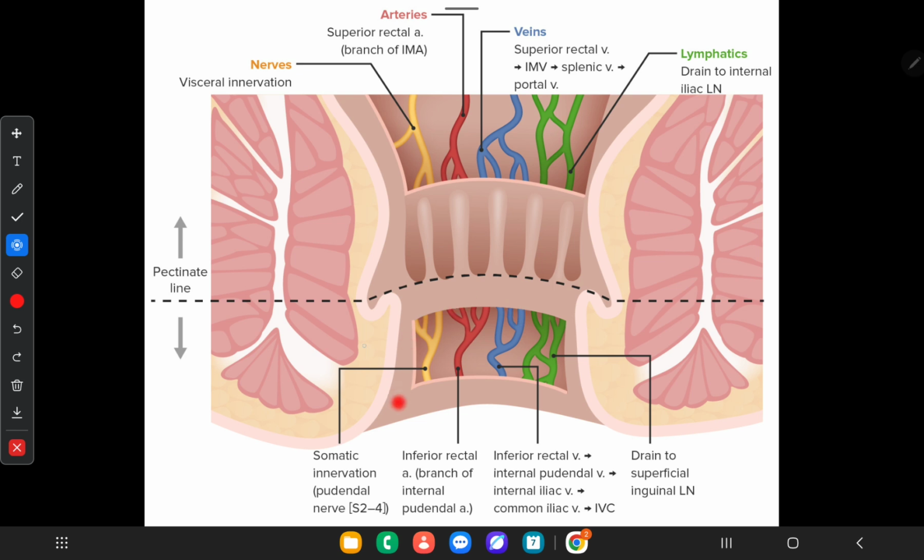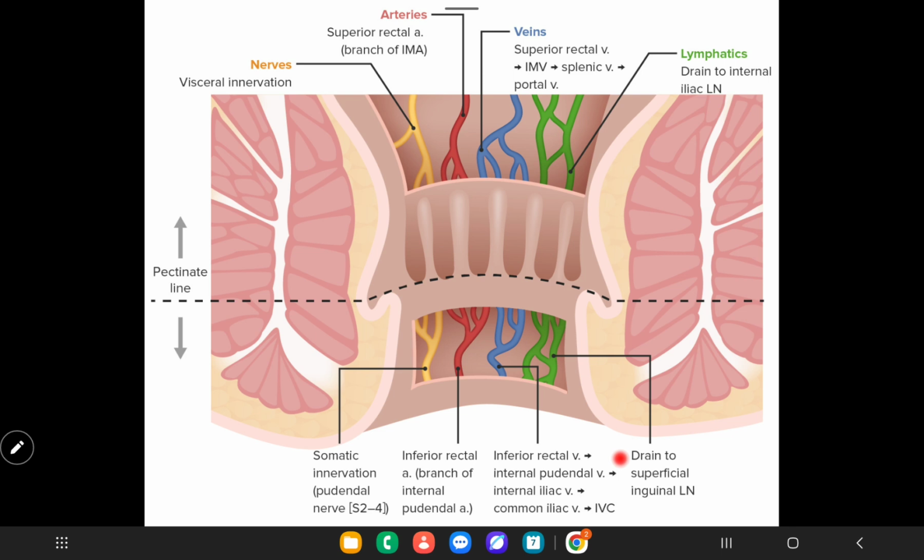When we talk about the part below the pectinate line, that means the part developed from the ectoderm, it is supplied by the pudendal nerve, somatic innervation, S2 to S4, and the arterial supply is from the inferior rectal artery. The venous supply is from the inferior rectal vein towards the common internal iliac and then common iliac vein, and then the lymphatic drainage drains to the superficial inguinal lymph nodes. Those are the differences between the part developed from the endoderm and the ectoderm. You have to remember those parts as well. They are more important for your embryology part.